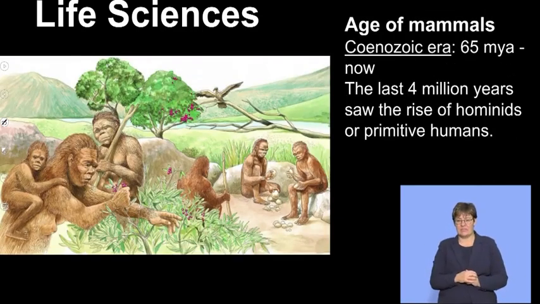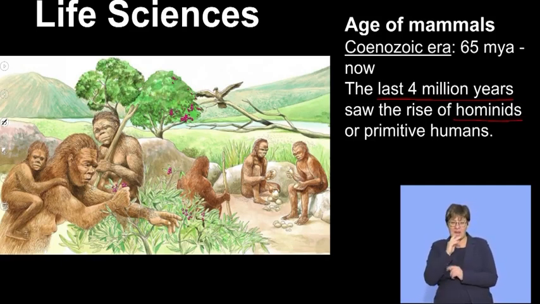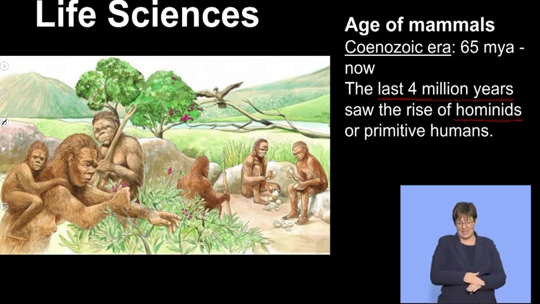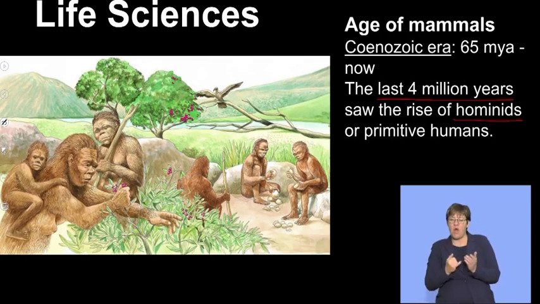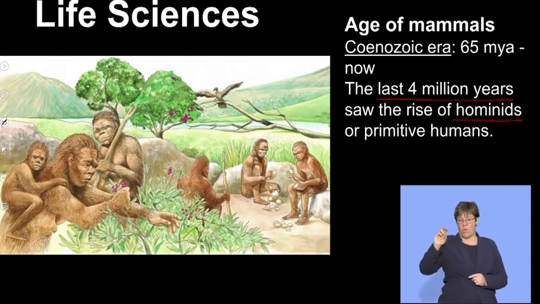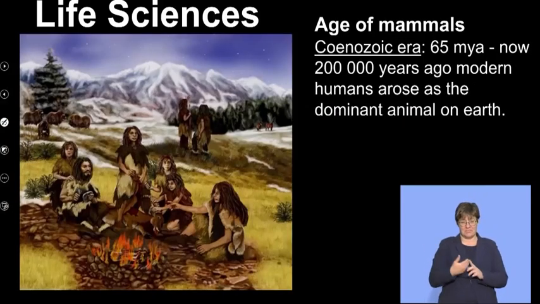Also, towards the end of the Cenozoic era, in the last 4 million years, saw the rise of hominids. Okay, now hominids are primitive humans. If you've ever been to Maropeng or Sterkfontein caves, you will have learnt about hominids or primitive or early humans. And they started arising about 4 million years ago. Then, 200,000 years ago, modern humans arose.